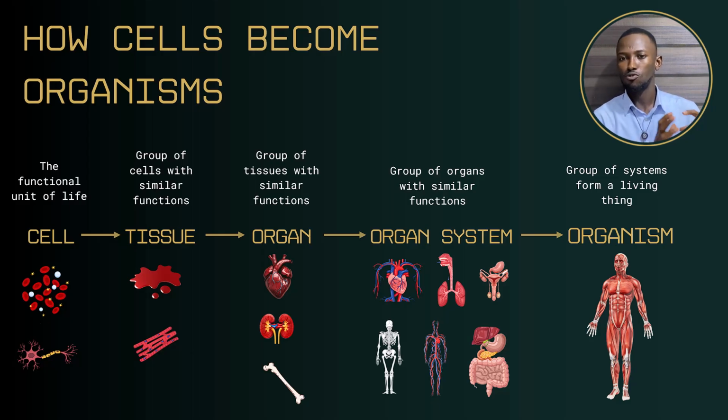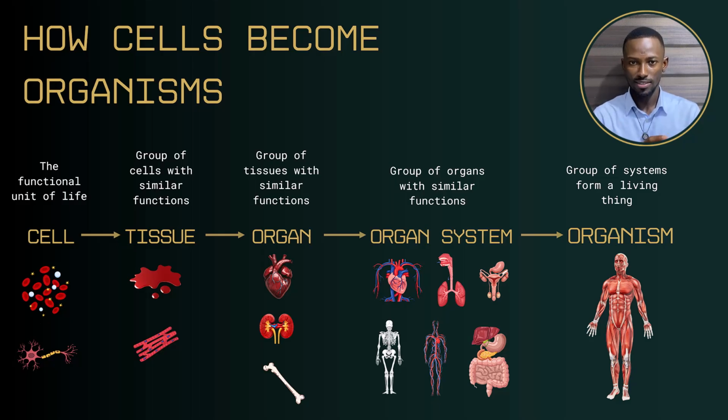And then we have group of cells that form tissue. For example, the blood is a tissue made up of blood cells and plasma. So group of cells with similar functions is what we call tissue. And then we have group of tissues coming together to form organs. So a group of tissue with similar function is organs. So our heart is an organ, kidney, our bones, all of these are organs.